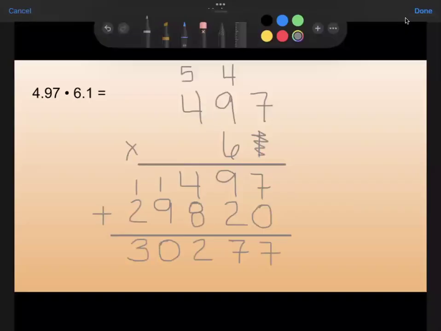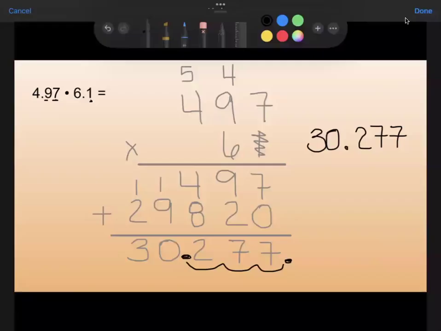Okay, so now here's where I deal with the decimals. So here's what I'm going to do. I'm going to go ahead and put a decimal after my answer here. And then I need to move it the number of spaces that there are in the original problem. So 1, 9, and 7. So there were 3 digits in decimal place values in my original problem. So I have to move this 1, 2, 3 spaces and put it right in between the 0 and the 2. So the final answer here would be 30.277.